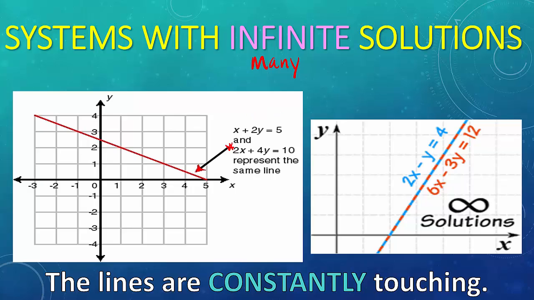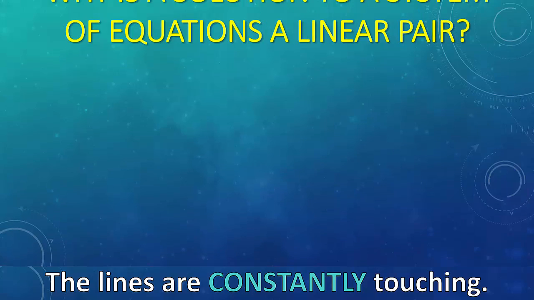The other thing you could do is look at your equations and say, hey, can this be reduced at all? Meaning, can all these numbers be divided by a number to be reduced? And in this case, yes. 2 goes into all of these. So 2 would go into 2 once, 2 would go into 4 twice, and 2 would go into 10 5 times, giving you the exact same equation. Same thing over here. In other words, the lines are constantly touching.